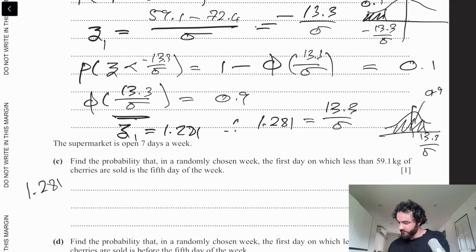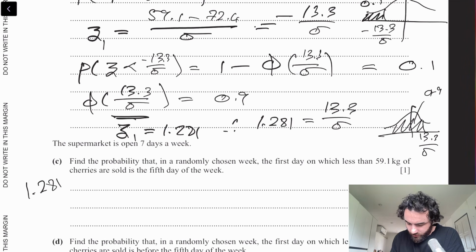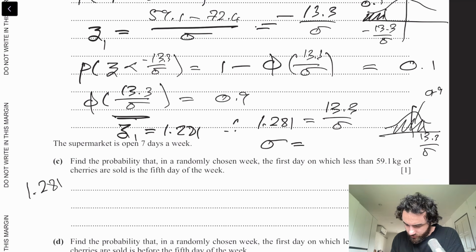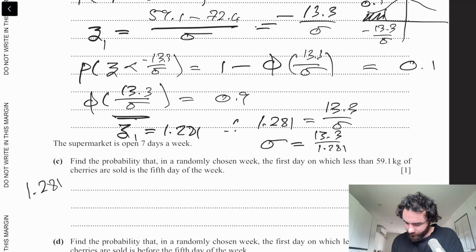What have I done wrong here? 1.282 1 times sigma. Oh yeah. Sigma will equal 13.3 divided by 1.281. Oh, I'm fatiguing. 1.281. 10.4. So this gives the standard deviation as 10.4.